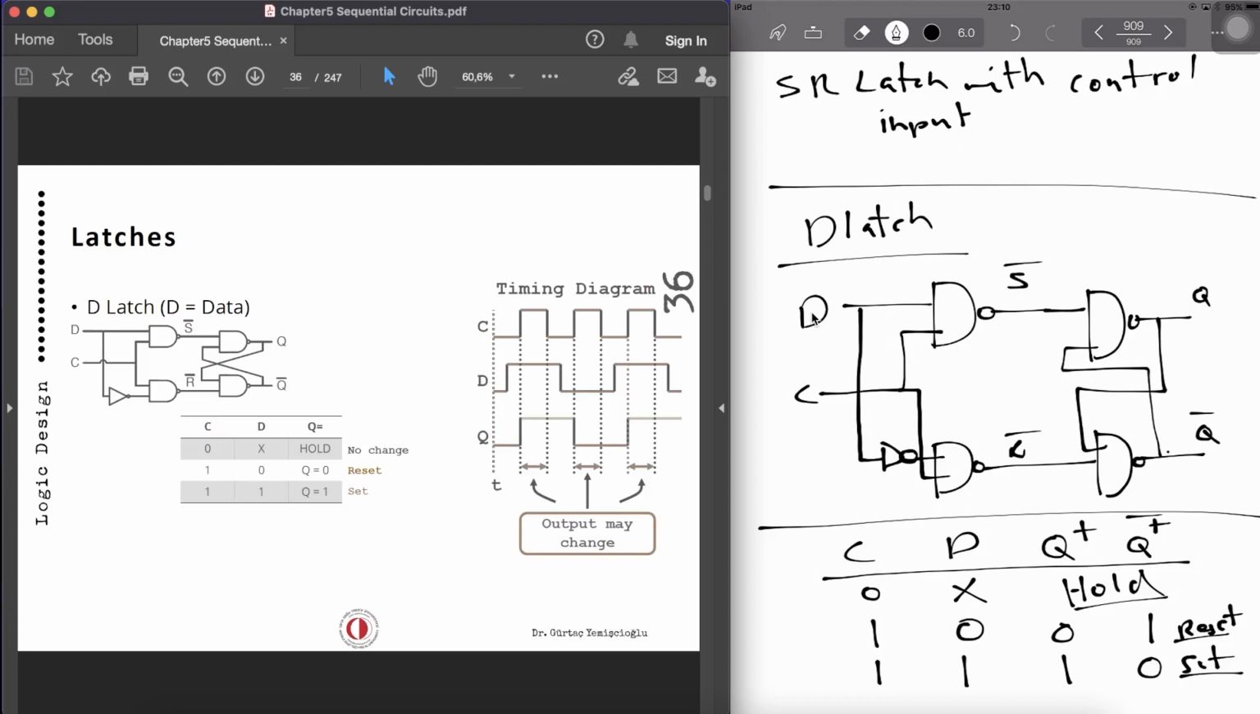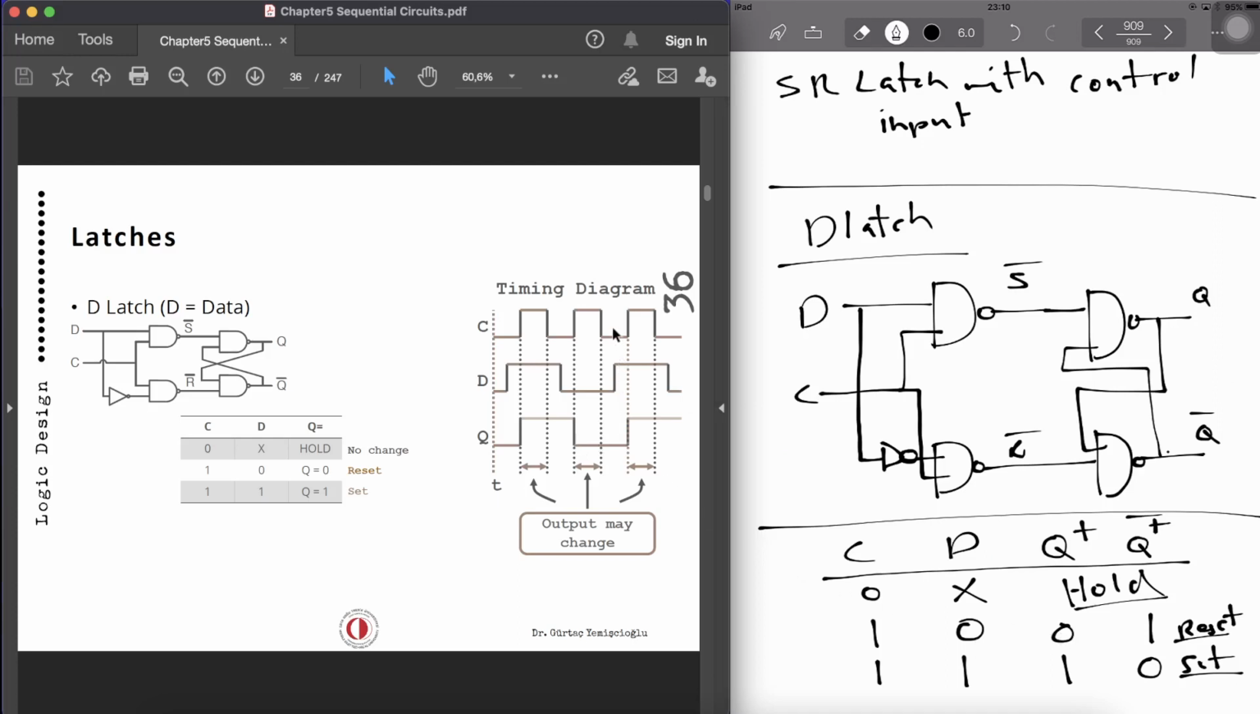Now, if you look at the timing waveform, you will see that when control input is 1 and D is 1, output is 1. When control input is 0, as we don't care about D, we are just holding the previous value. So the previous value is 1, so the next value will be 1. Then when the control input is 1 again, that means the circuit is active. We check for D. D is 0. What will happen when D is 0? Output will be set to 0.